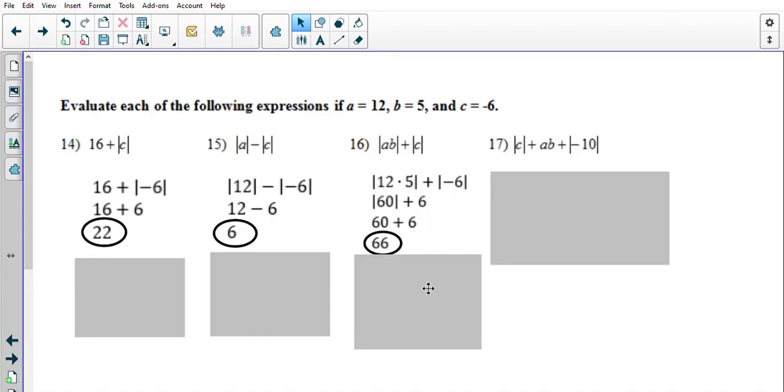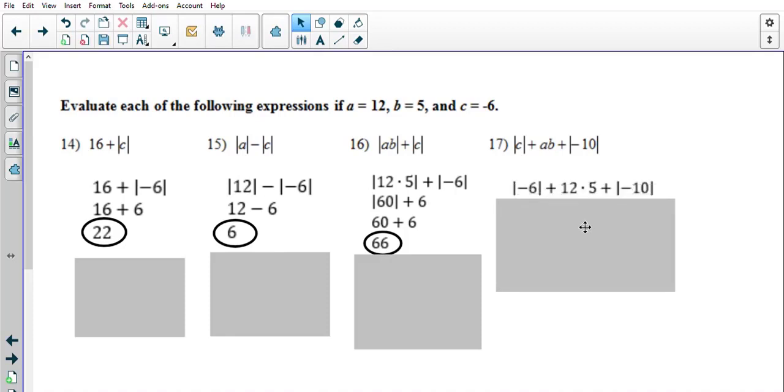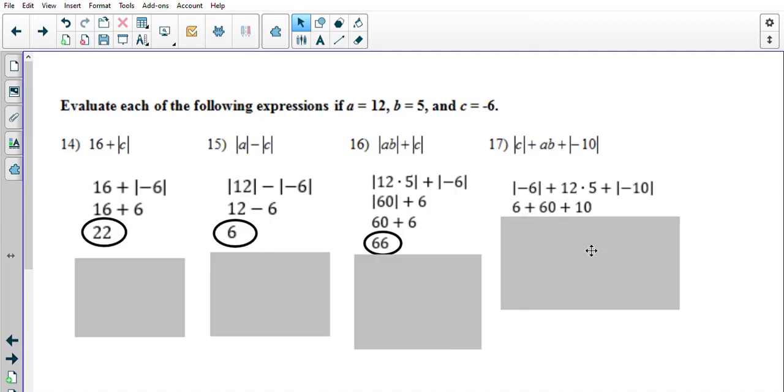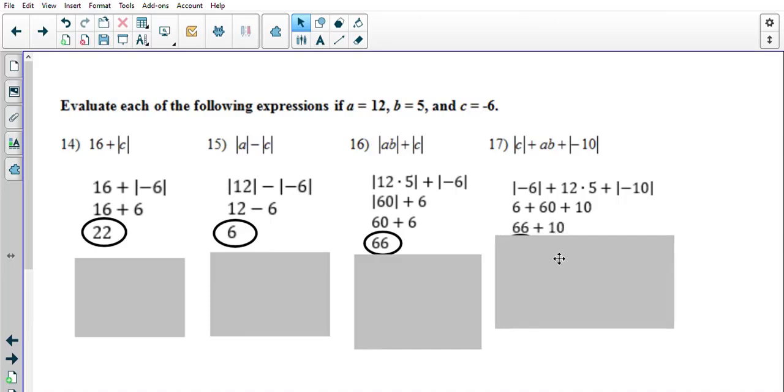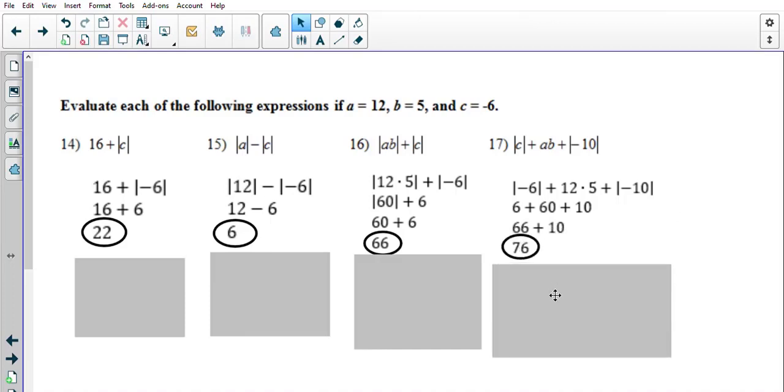Finally, from this group, absolute value of C is going to be absolute value of -6, plus AB is 12 times 5 again, plus absolute value of -10. So I did the absolute values and multiplication at once. Absolute value of -6 is 6. 12 times 5 is 60. Absolute value of -10 is 10. I added from left to right. 6 plus 60 is 66, plus 10 is 76. You can add all three at once. You can do 60 plus 10 to get 70, add 6 to get 76, whatever works best for you, because addition we can do in any order we want.